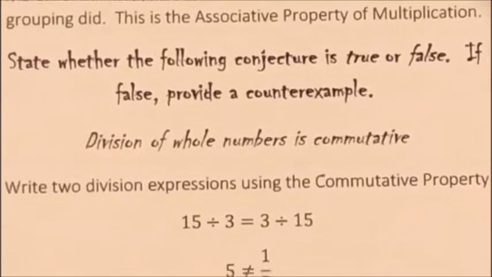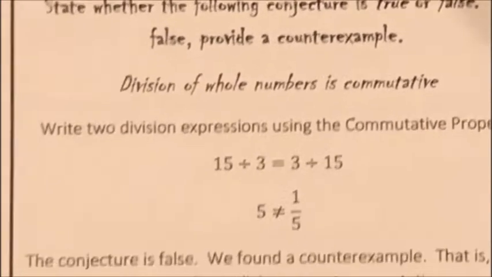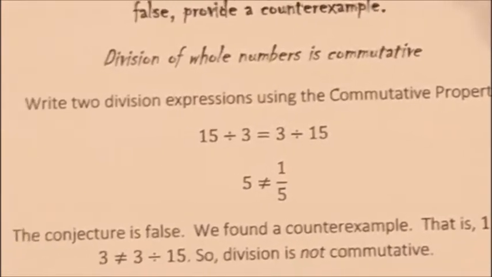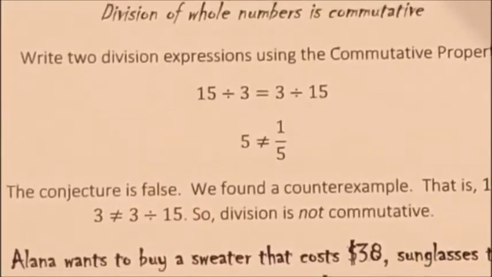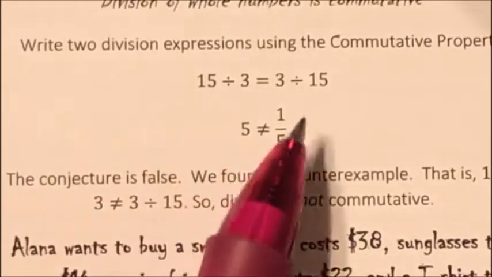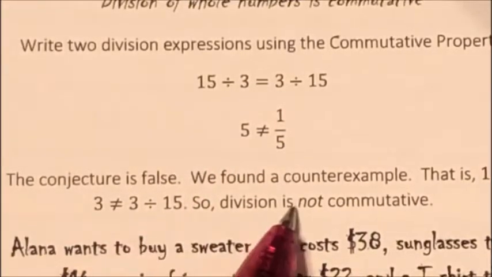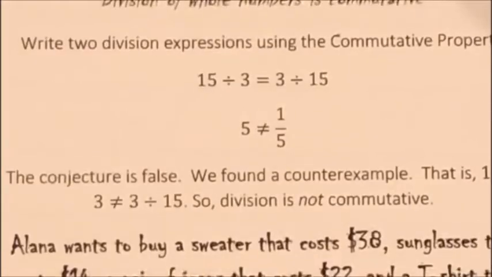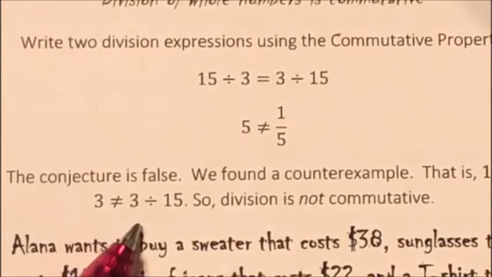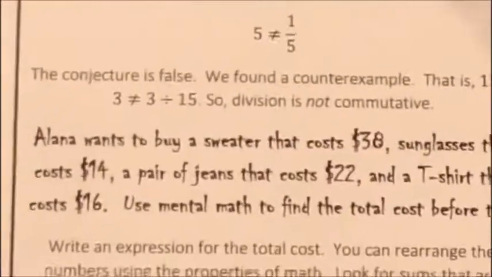The next thing says, state whether the following conjecture is true or false. If false, provide a counterexample. Division of whole numbers is commutative, okay? So I can write 2 division expressions using the commutative property. 15 divided by 3, and I want to know if that equals 3 divided by 15. Well, 15 divided by 3 is 5. 3 divided by 15 is 1/5. So the conjecture is false. We found a counterexample. So that is 15 divided by 3 does not equal 3 divided by 15. So division is not commutative. Okay.